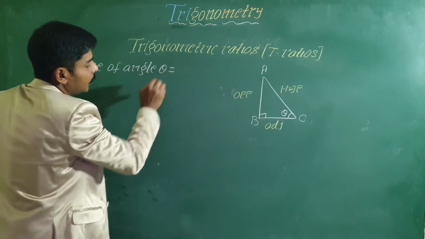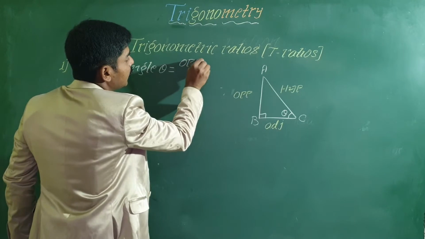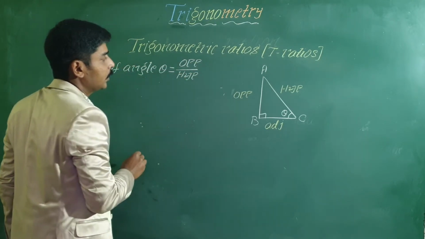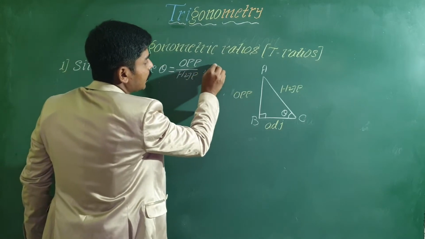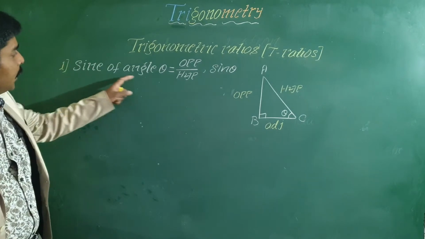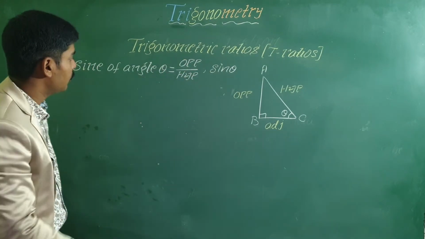This ratio is equal to opposite by hypotenuse. It can also be written as sine theta. Sine theta is equal to opposite by hypotenuse.